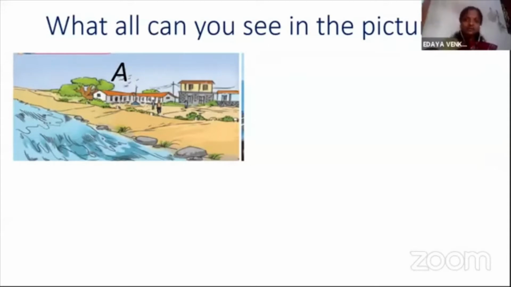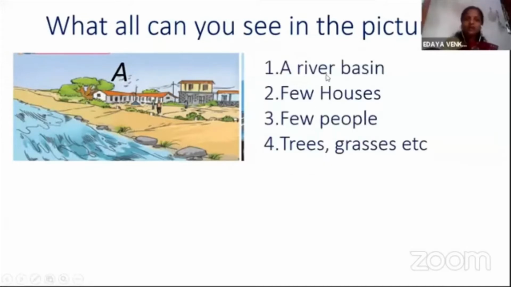Houses. Very good observation. Even I didn't identify the school, but you did. Very good. Keep it up. And what is this? Trees. Okay. Very good. So, as you said, a river basin, few houses, few people are also seen here. Trees, grasses, etc. are seen in picture A.